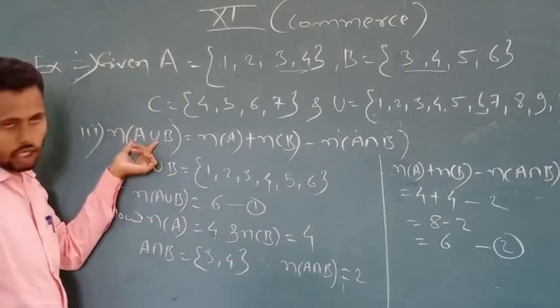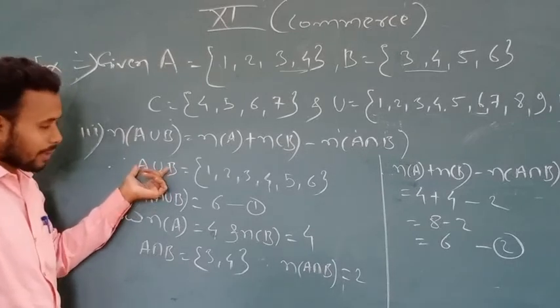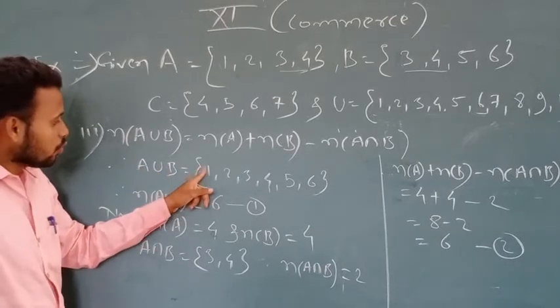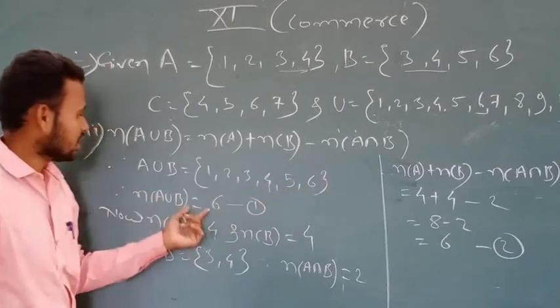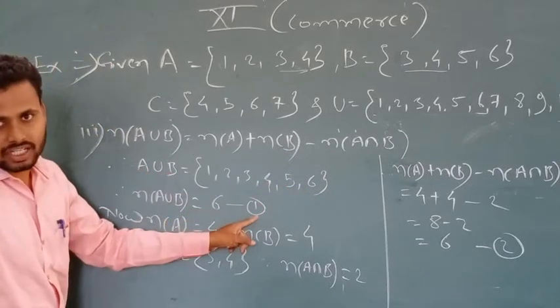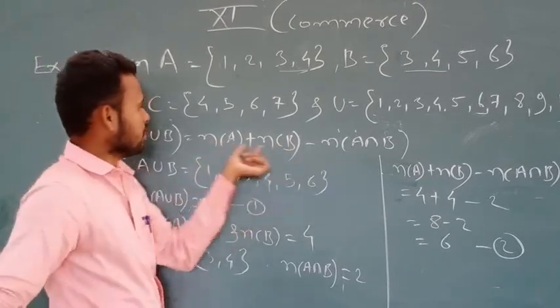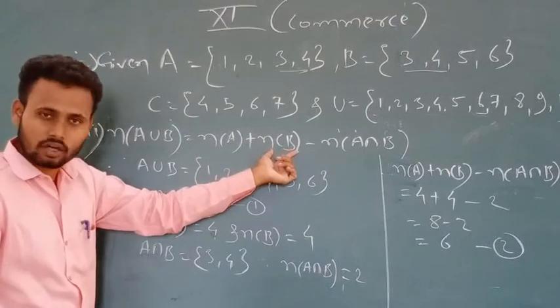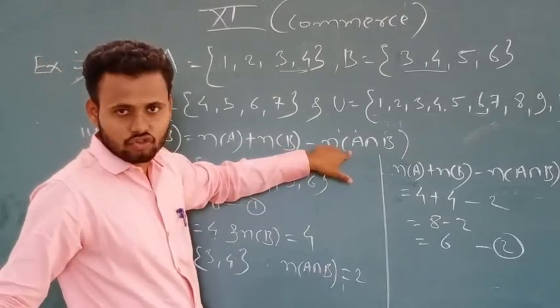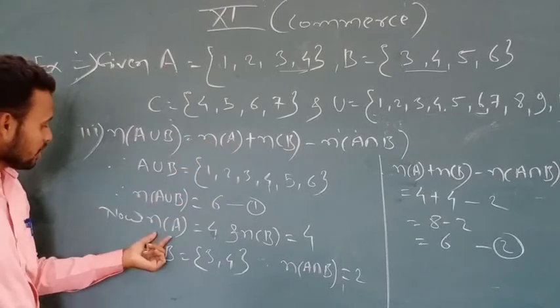What did we need? n of a union with b. Therefore the number of elements of a union with b is equal to, we get, 1 2 3 4 5 6. That is the cardinality of that set a union with b. What did we get? 6. We take it as equation 1. Now next, we needed this equation. First we find n of a, then find n of b, then find n of a intersection with b, and then take this equation.